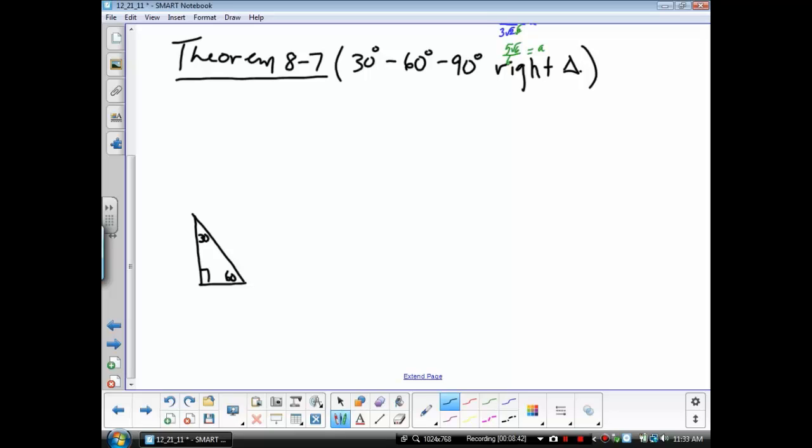What's the next length side? The one that's opposite 60. And then the one opposite 30 is going to be your short leg. We're going to name the short leg A.